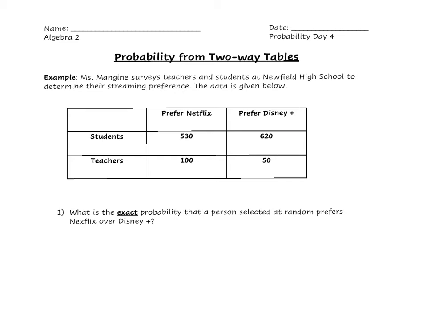So given a two-way table, I'm going to ask you to calculate certain probabilities. The first example says, what is the exact probability that a person selected at random prefers Netflix over Disney Plus? So the key word here is exact probability. And if you remember, exact probability means express your answer as a reduced fraction. So that's the first thing we want to write down.